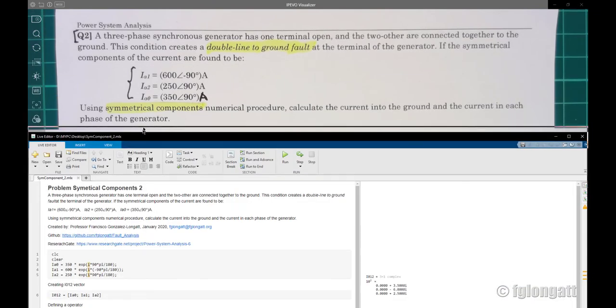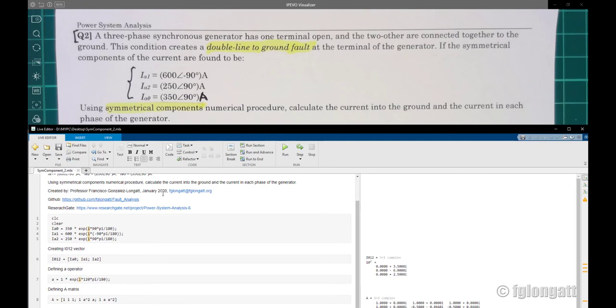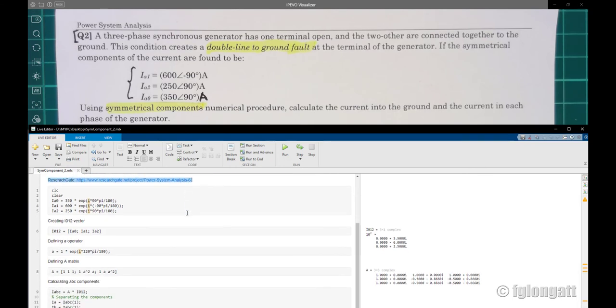If you are here with me, you can see that this is the MATLAB live script. Over here, a three-phase synchronous machine has one terminal, and there is all the explanation. This is the input data: positive sequence 600 amps, negative sequence 250, zero sequence 350. Also, please try to be specific and provide original credits. This is the GitHub repository, and this is the ResearchGate location.